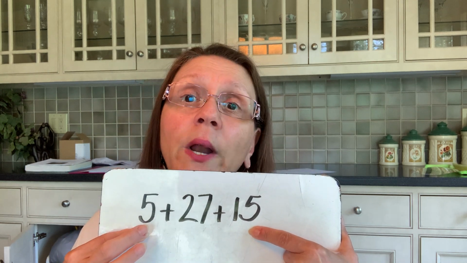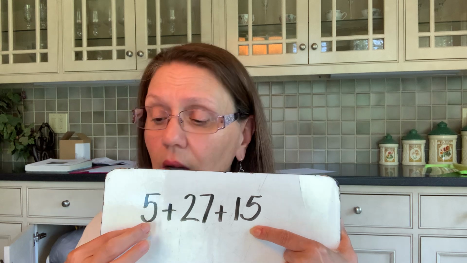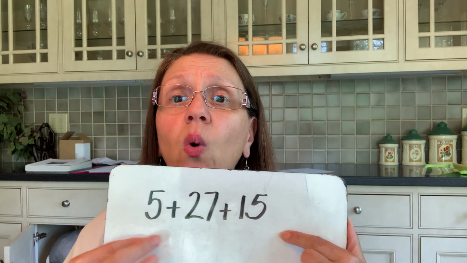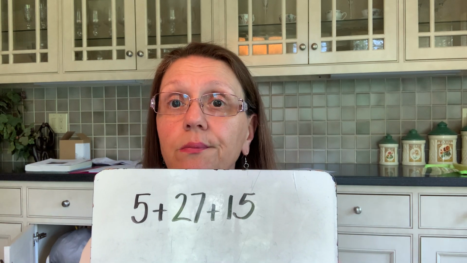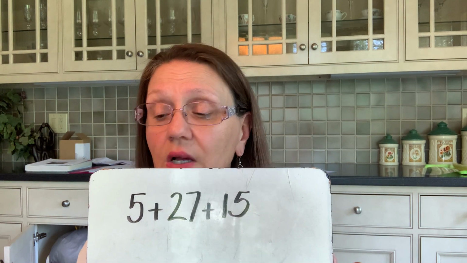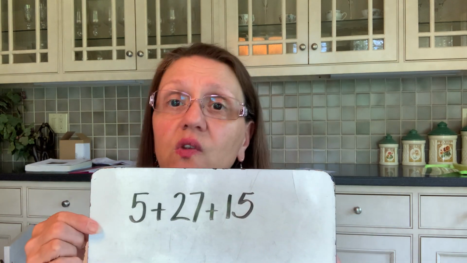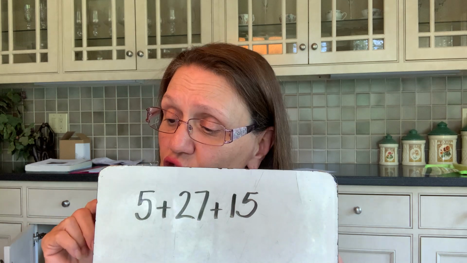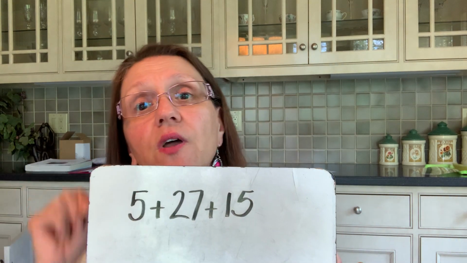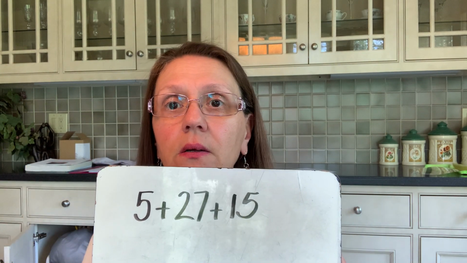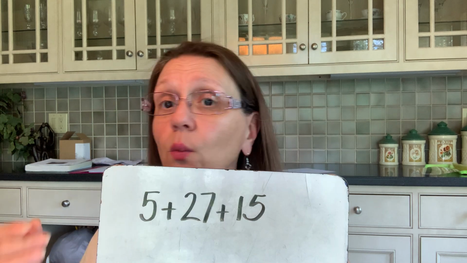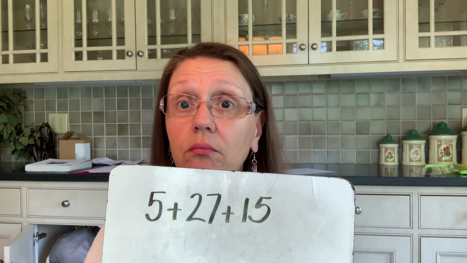5 and 15 is 20, okay? Then you can group them differently. 20 and 27, 47. Boom. That's it. So this one is an example of the commutative property and the associative property. I changed the order, regrouped them, and I can add them in my head. At this point, we would still be writing them down.